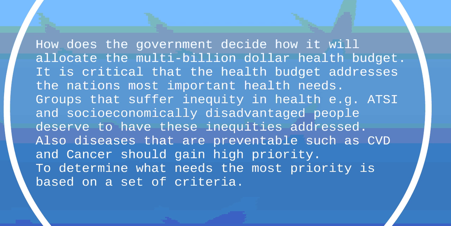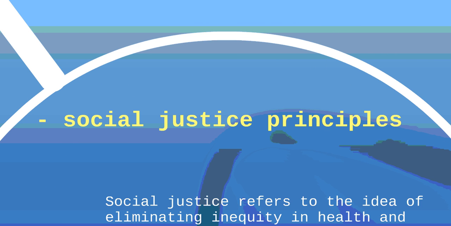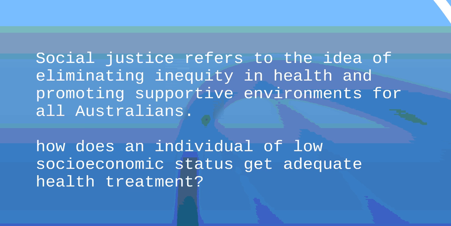To determine what needs the most priority is based on a set of criteria, and those 5 dash points and the dot point form the basis of those criteria. So the first of the dash points is social justice principles. Now, a definition of social justice refers to the idea of eliminating inequity in health and promoting supportive environments for all Australians. As a question to ask there, how does an individual of low socioeconomic status get adequate health treatment?